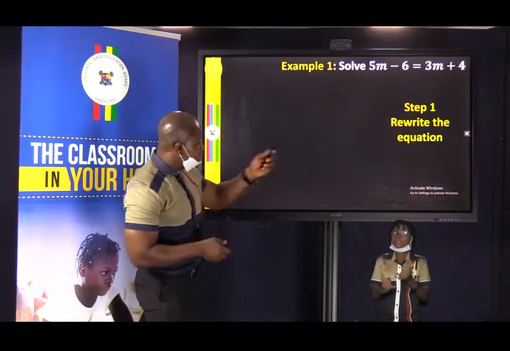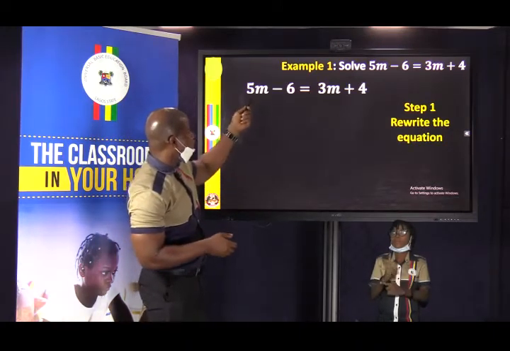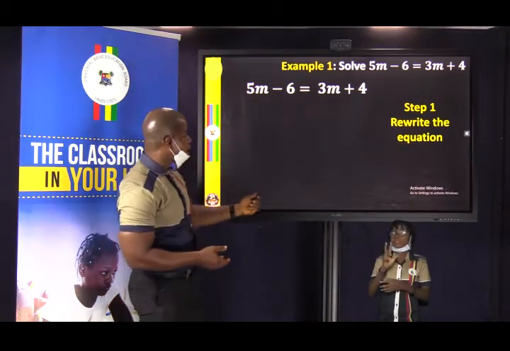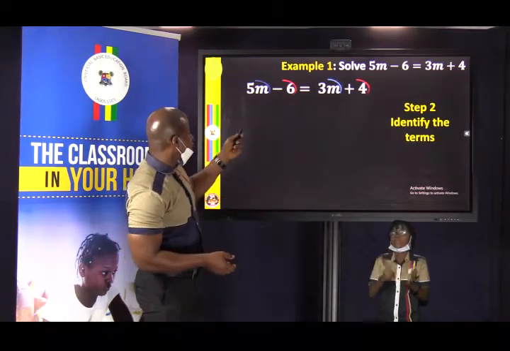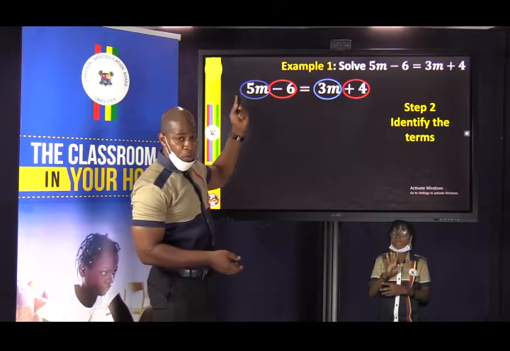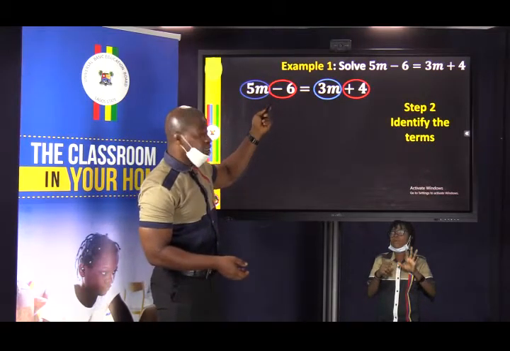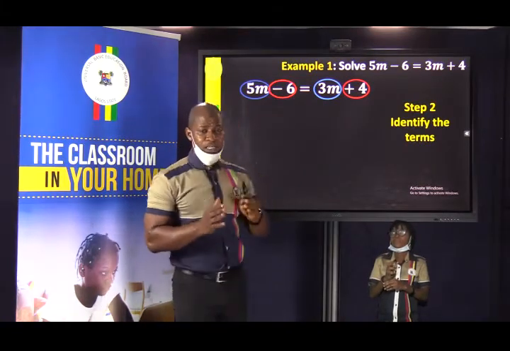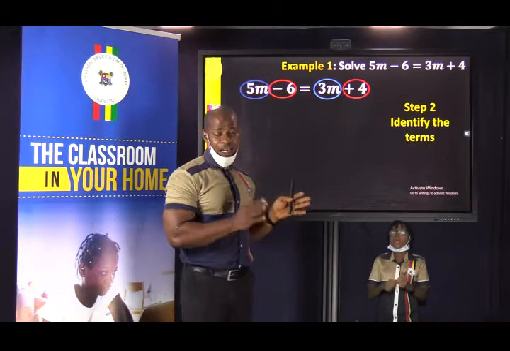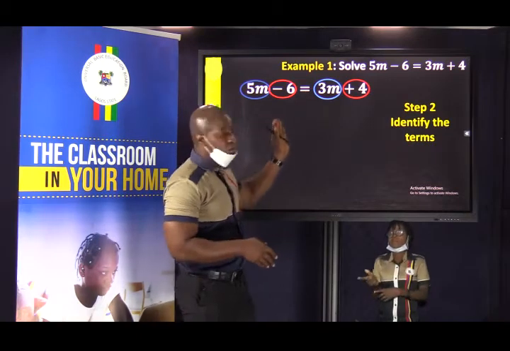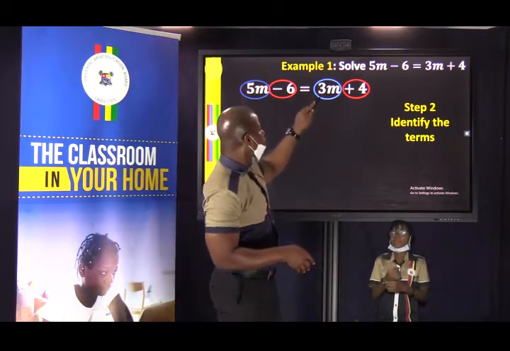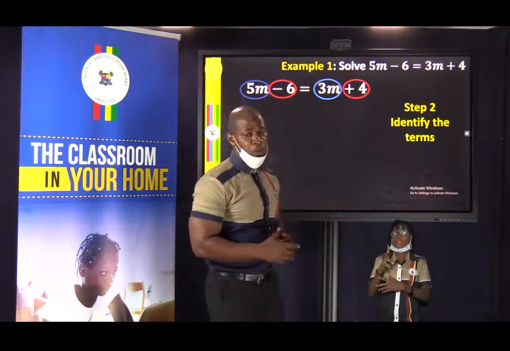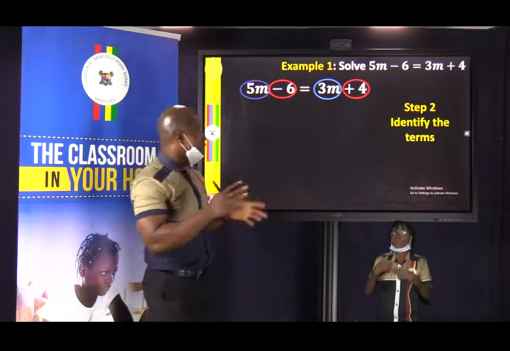Let's see. Step 1, rewrite the equation. So the equation is 5m minus 6 equals 3m plus 4. Then we will identify the terms. In this case, the terms are 5m, which is positive, minus 6, that's negative, on the left side of the equality sign. Remember that every equation has two sides, the left side and the right side. Now, on this side, we have 3m and we have plus 4. And so what we're going to do now is to rearrange.